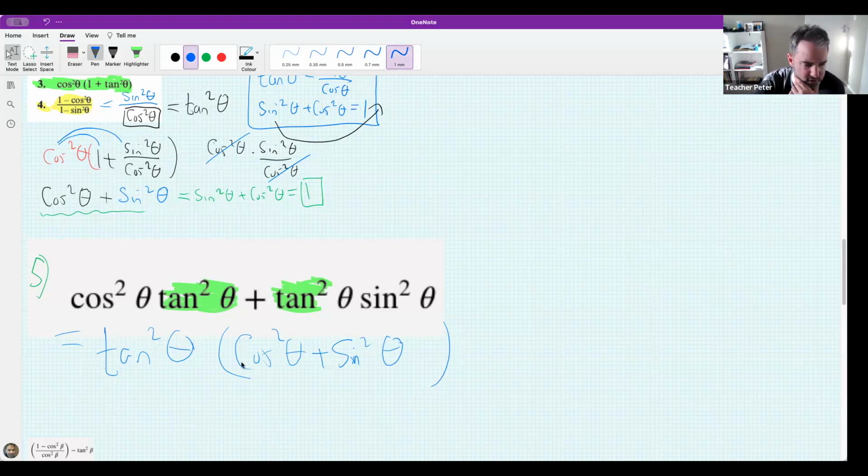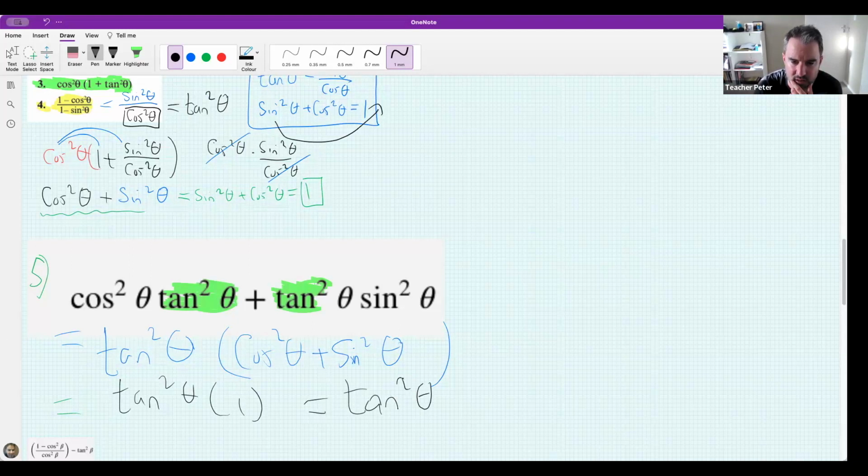Okay. What do we think the last thing is now for this? Bukle, let's go. So cos squared theta plus sine squared theta is an identity, so that would be 1. So the final thing would be tan squared theta. Yeah, and that's it.